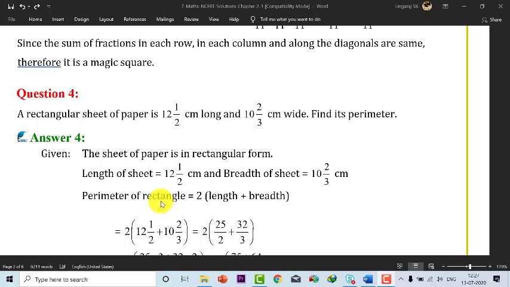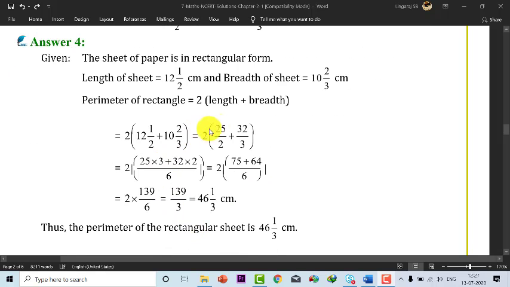So we know the formula. Perimeter of a rectangle is equal to 2 into (length plus breadth). Substitute the values. Here length is given 12 1/2 plus breadth is given 10 2/3. So convert this mixed to improper. 12 into 2 is 24 plus 1, 25/2, and 10 into 3 is 30, 30 plus 2 is 32/3. So this 2 remains same.